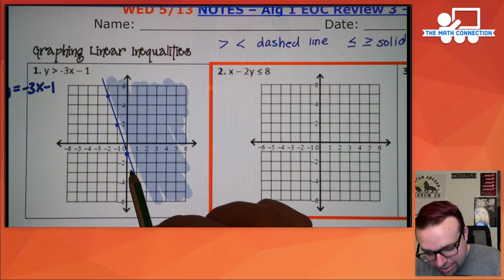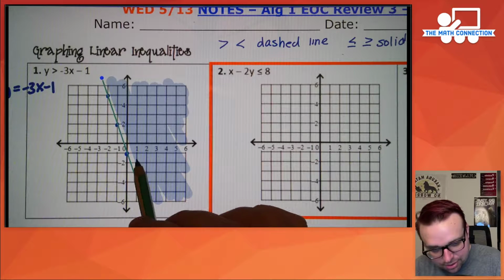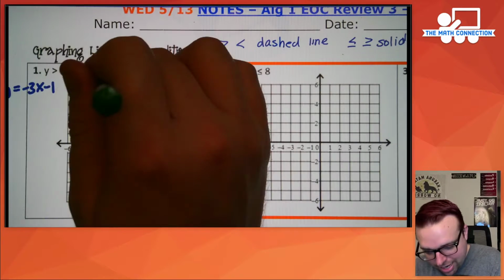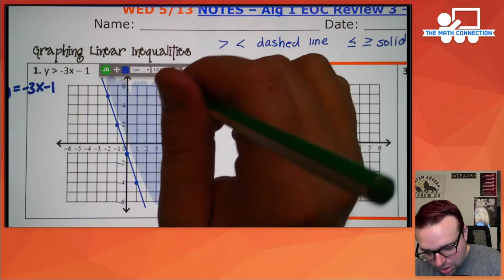I think I can make this into a dashed line. Let's see. Why isn't it tapping? Aha.